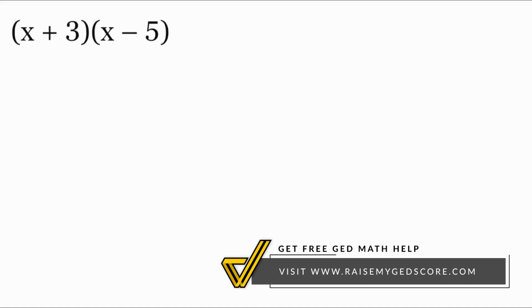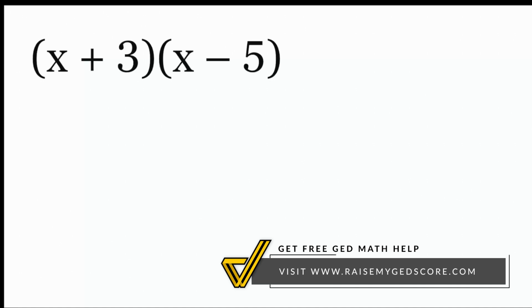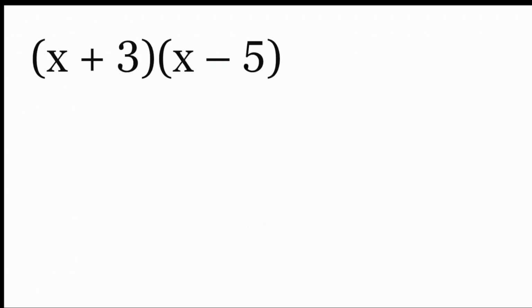Can anybody tell me, even though it's not explicitly written, what operation is happening between these two parentheses? Correct, that's going to be multiplication. Now, when we are multiplying sets of terms, so this is 2 terms by 2 terms here, what is that D word that we have been discussing that we will apply here? Yeah, distribution, exactly.